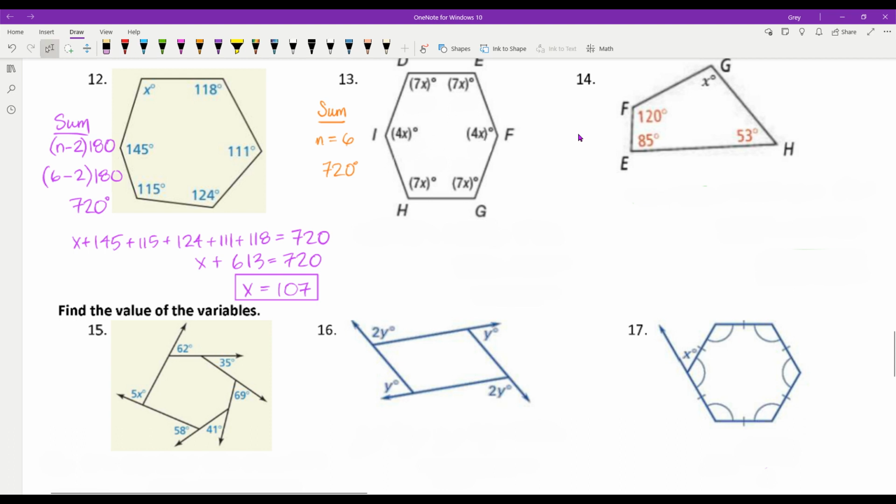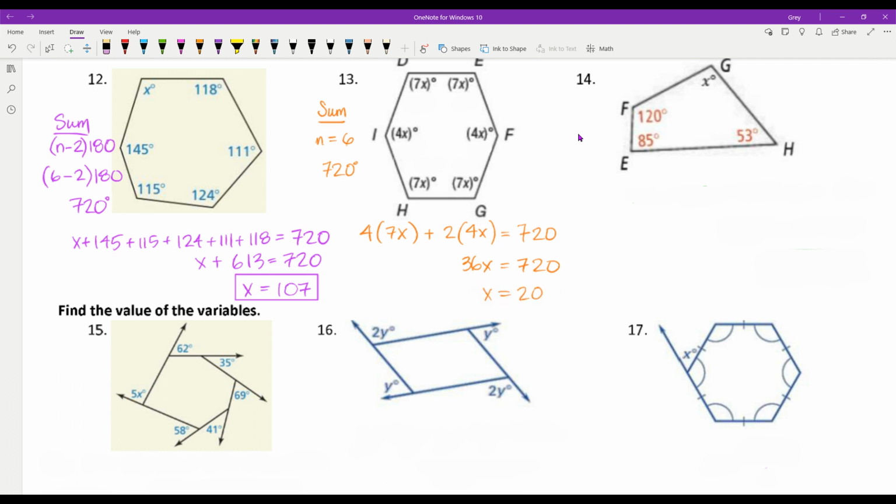So it's going to be, you can write it all out if you want to. It's easier to write 4 times 7x plus 2 times 4x because I have 4 angles that measure 7x and 2 angles that measure 4x. And that's going to add up to 720. How many x's? 28 plus 8, 36x equals 720, and x equals 20.